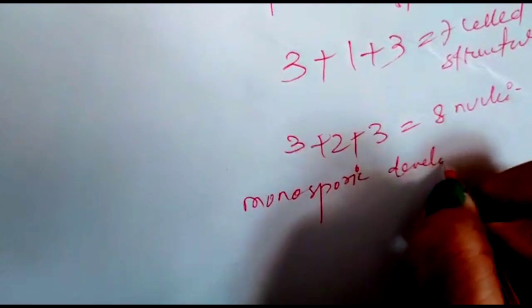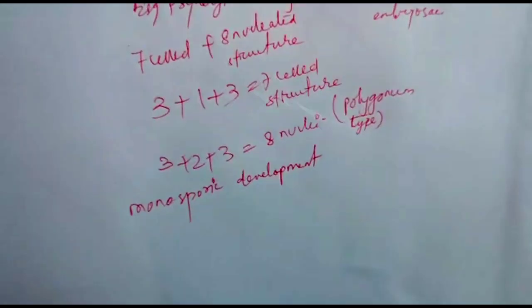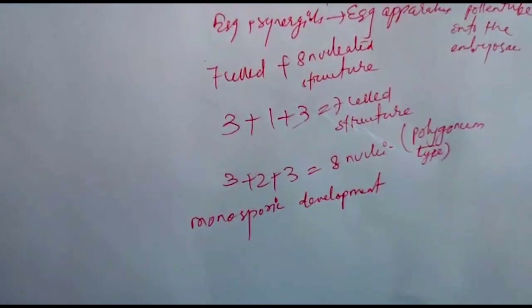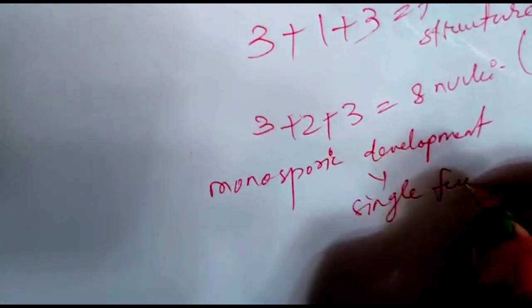And the developmental process is known as monosporic development. Why is it called monosporic development? Because the embryo sac which is formed is formed from a single functional megaspore.